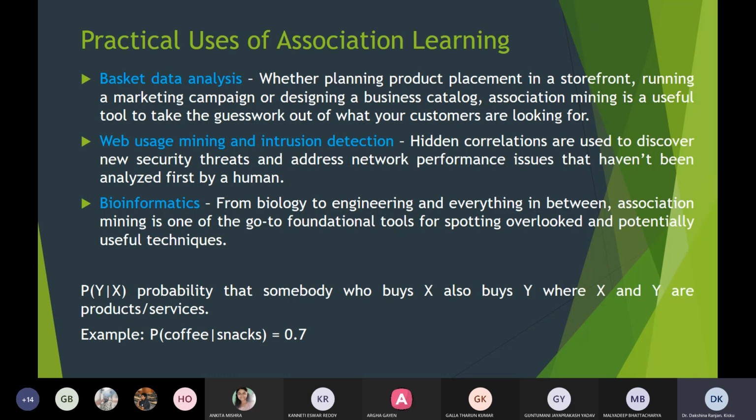Now if we try to find the correlation between X and Y, we have the probability of Y given X. That means if the customer is interested to buy the product X, then there is a chance to buy another product, which is labeled Y. In that case we would be interested to compute the probability of Y given X. For example, we can compute the probability of taking coffee when snacks are already ordered. Here you can assume the probability may be 0.7. So when the snacks are ordered, there is a high chance to order another item, which may be coffee or any other item. So we are interested in the probability of coffee given snacks, or probability of Y given X.